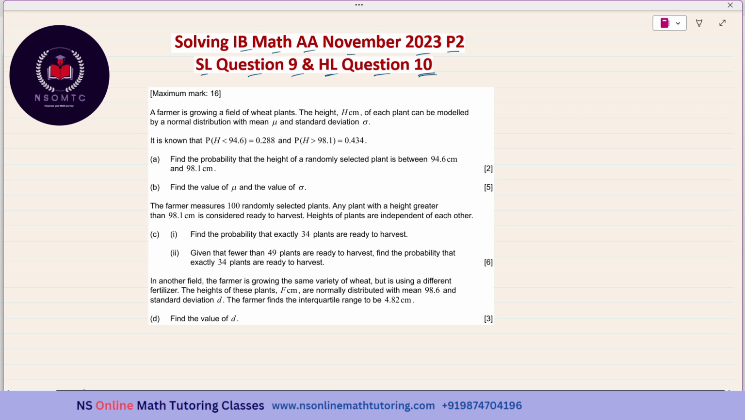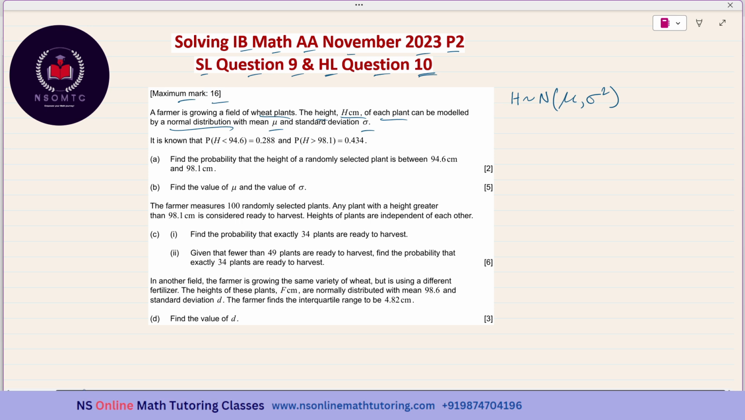So without any further delay, let us start answering this question. The maximum mark is 16. It says a farmer is growing a field of wheat plants. The height H centimeters of each plant can be modeled by a normal distribution with mean mu and standard deviation sigma. Here the variance is sigma squared.